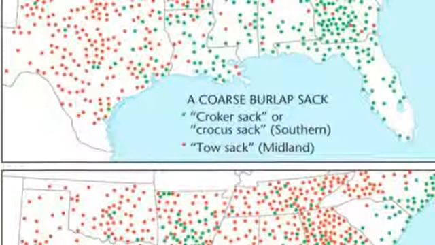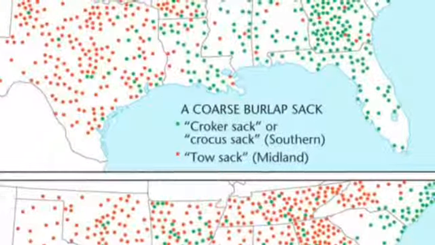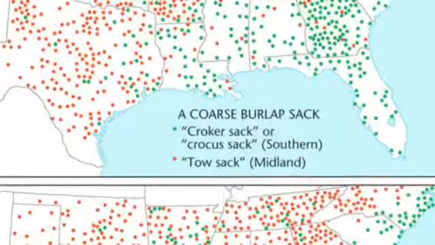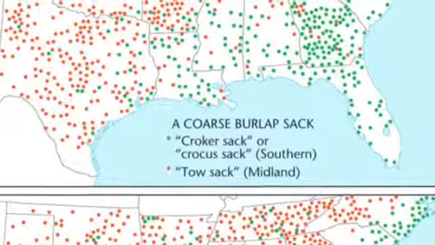Another example of isogloss is with the southern and midland part of the U.S. One of these words is a coarse burlap sack. In the southern, they call it either a crocker sack or a crocus sack, and in the midland, they call it a toe sack.